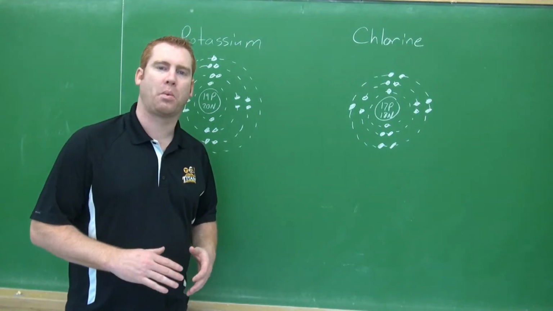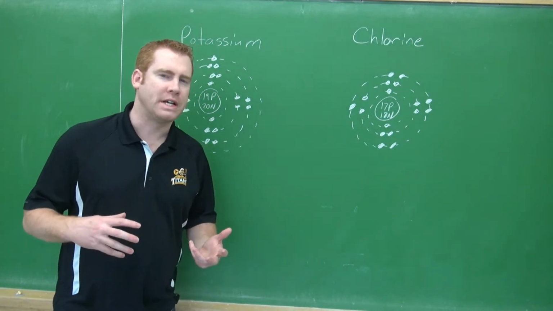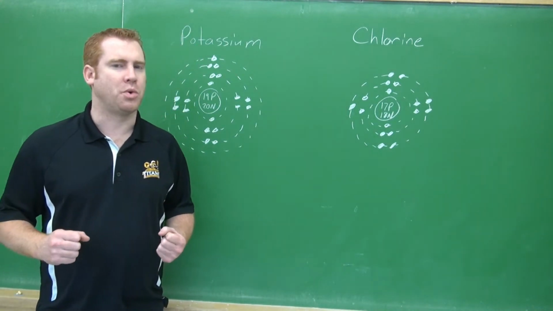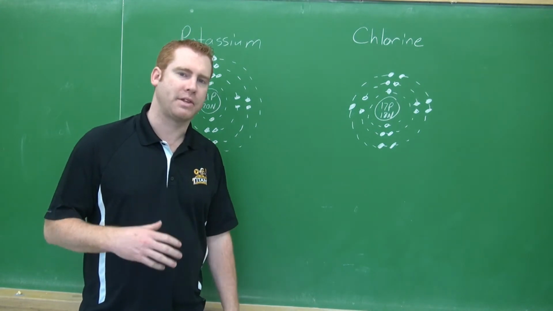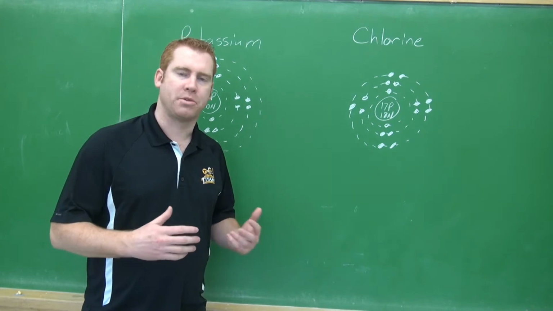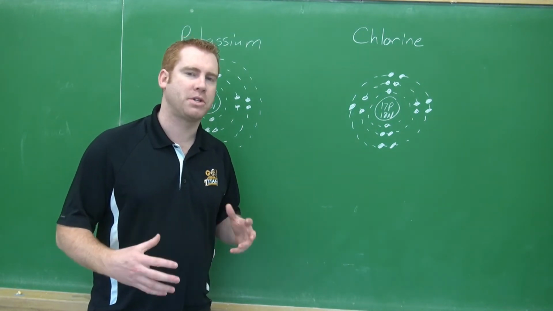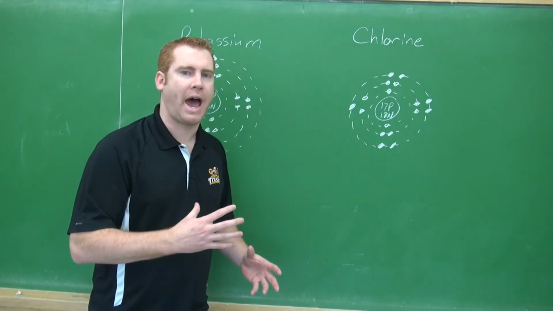So for today's lesson, what we're going to be talking about is ionic compounds. Now that word ionic should sound a lot like a word that you heard back in grade 9 chemistry, and that's ion. If you remember, an ion is a charged atom, and it becomes charged by gaining or losing electrons. So if we're talking about electrons, we must be talking about the structure of an atom.